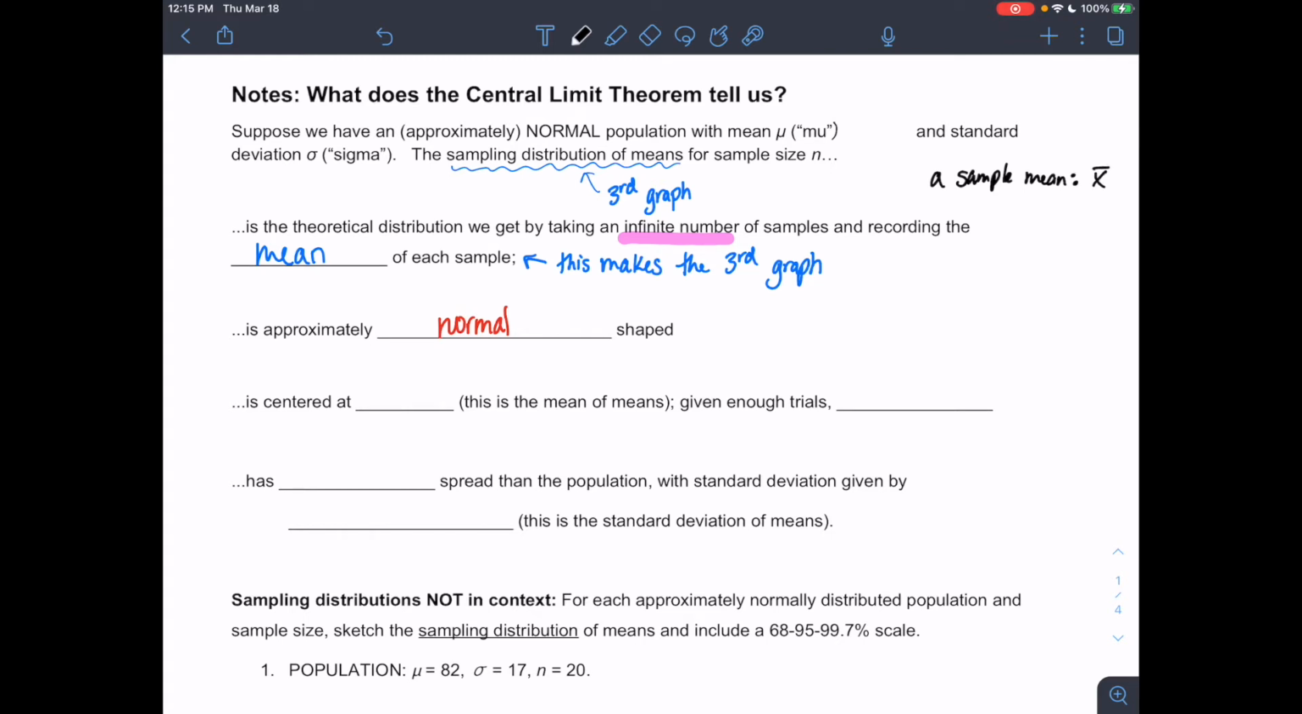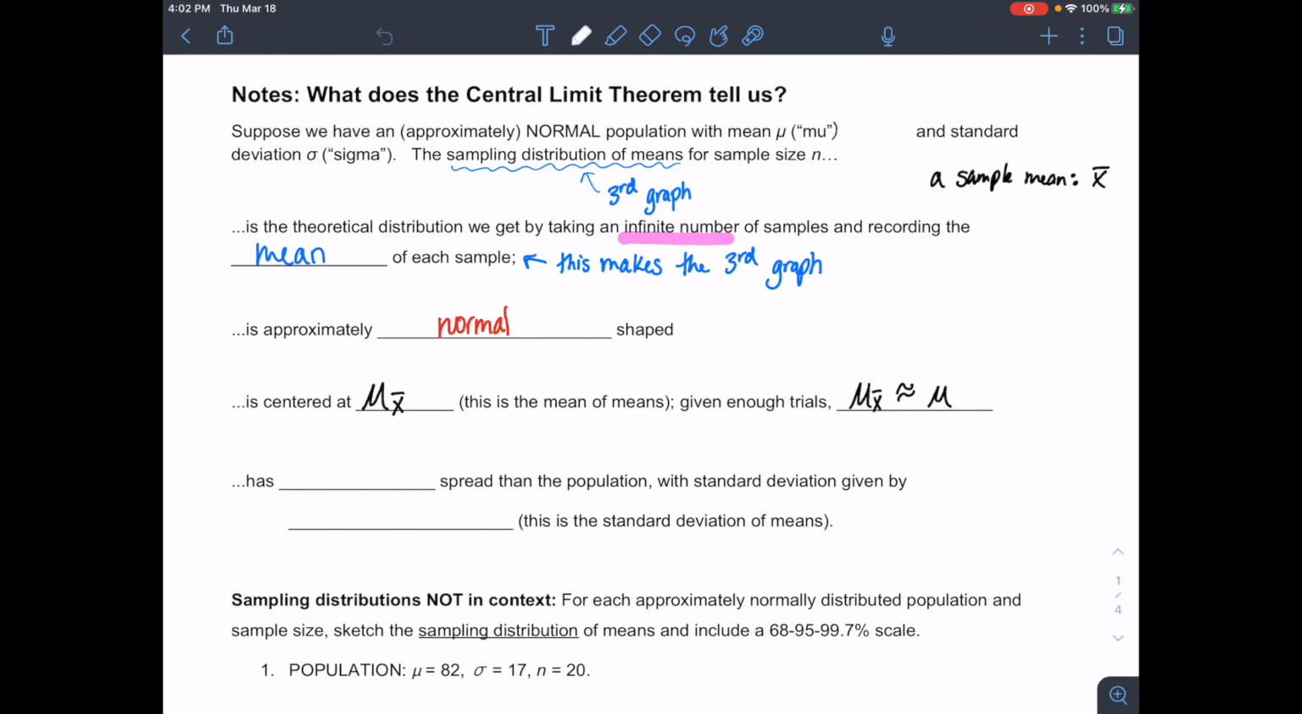So to talk about the mean of means, what I mean by that is the center of that blue graph, or the mean of that blue graph. What we use to describe that is a kind of a combination of these two symbols, mu and x bar. We say mu sub x bar. That's the mean of means, or the center of that blue graph. And given enough trials, what we notice is that that mean of means, or the mean of the blue graph, was approximately equal to the mean of the gray graph.